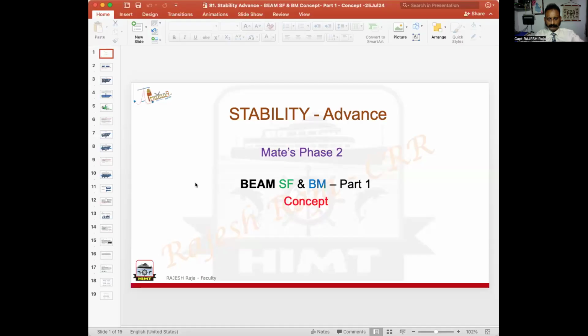It's regarding stability, but it is not the basic stability. It is related to advanced stability. When I say advanced stability, it is part of your MATE syllabus. And let me share with you the title, what I'm going to do today.